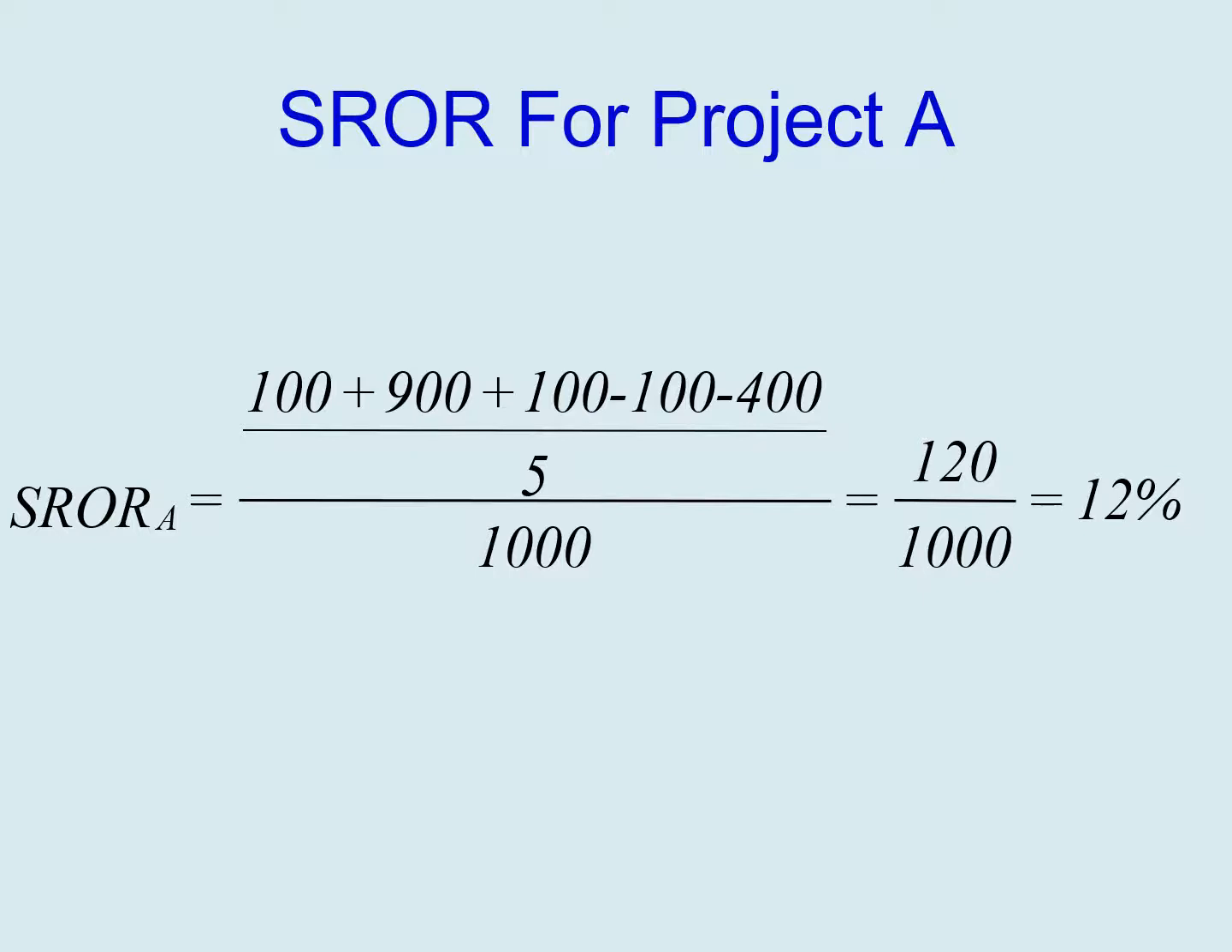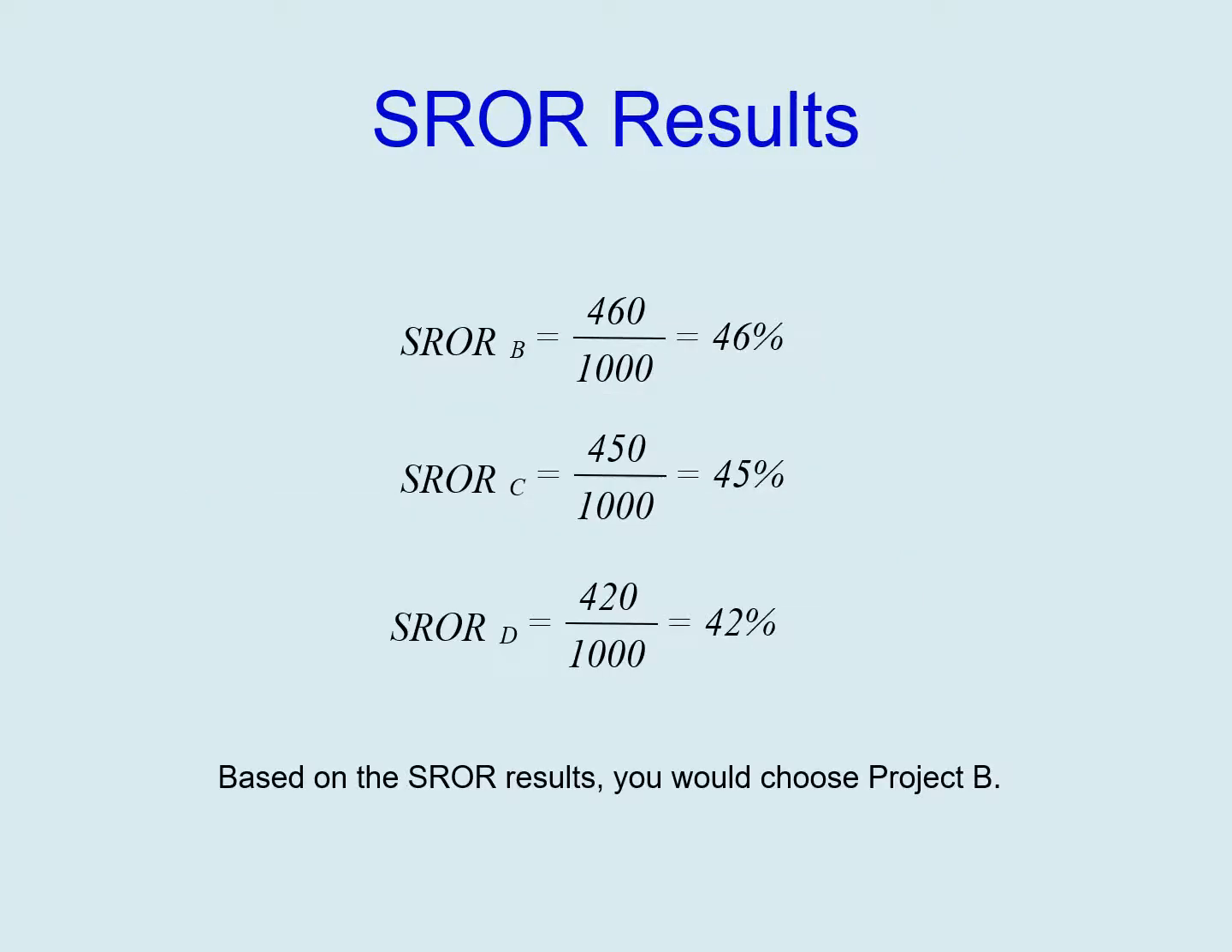So what if we go ahead and do that for all the projects? This is the simple rate of return for Project B. The average profit is $460 divided by the $1,000 net investment, so it's 46%. For Project C, it's 45%, and for Project D, it's 42%. So you went forward and calculated the simple rate of return, and based on your results, you would go with Project B.